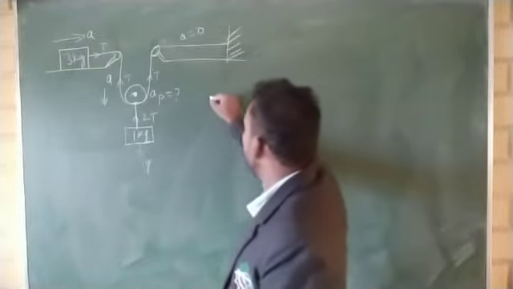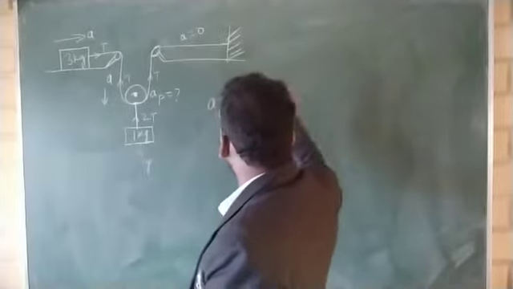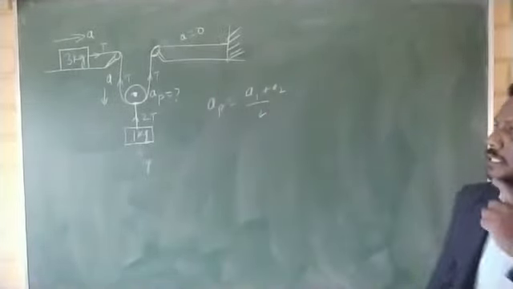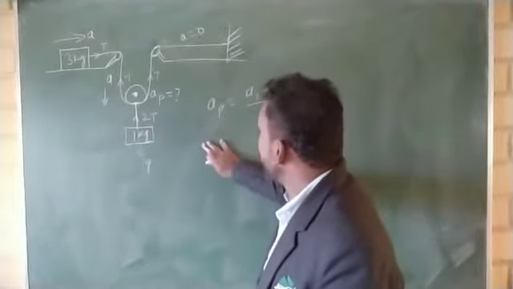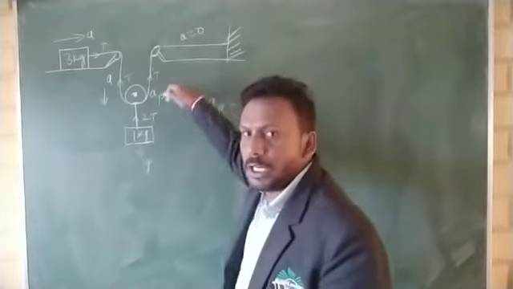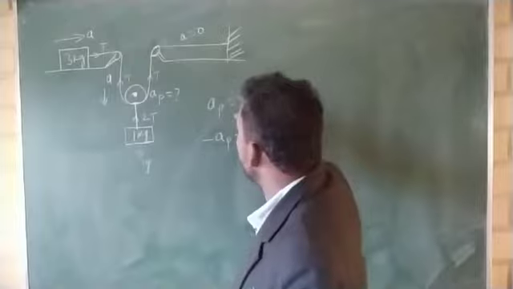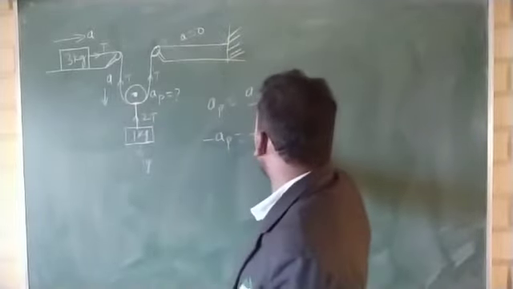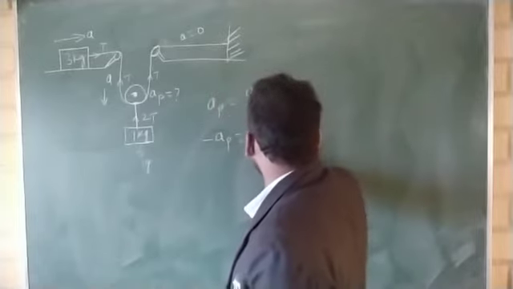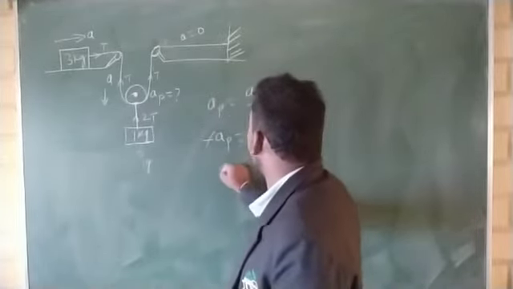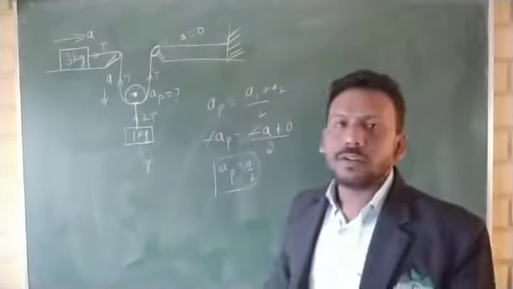Therefore acceleration of the pulley AP is equal to (A1 plus A2) divided by 2. AP is in downward direction, movable pulley direction is downward. Therefore we take it as negative. A1 is also in downward, therefore we take it as A. Plus A2 is equal to 0, divided by 2. Minus cancel. AP is equal to A by 2.